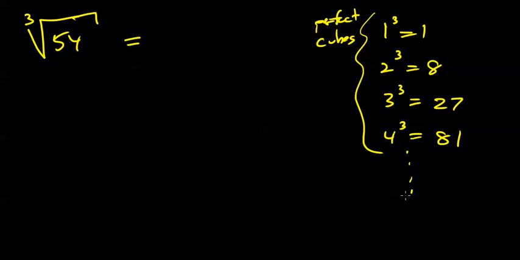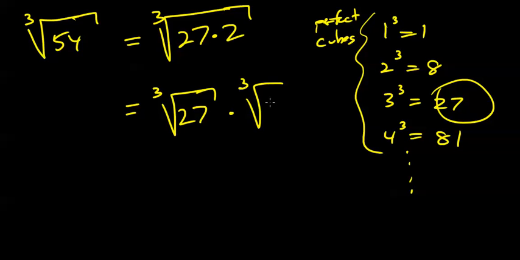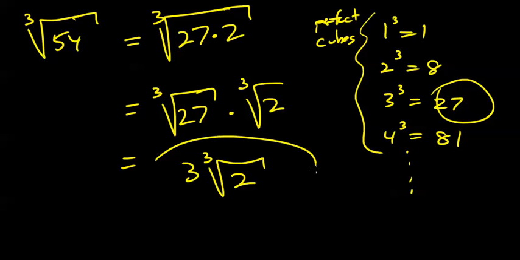Well, the idea here is 54 does not appear on this list, but 27 does, and 27 is a factor of 54, is it not? I can rewrite 54 as 27 times 2, and my motivation for that, essentially, is that I can take out the factor of 27 from under that root sign. The cube root of 27 is of course 3, and the third root of 2 can't be reduced any further. Right? So again, you're in simplified root form when you've taken out everything you can from under the root sign.